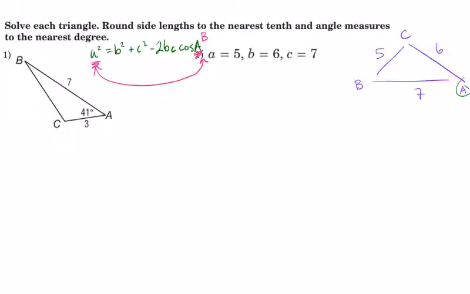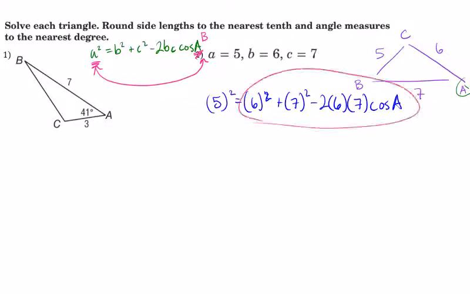All right, so if I'm going to find angle A, then I'm going to plug in 5 for A squared. I'm going to plug in 6 for B squared, 7 for C squared, minus 2 times B times C times cosine of A, and we don't know A, so I'm just going to leave it as a variable. So now we do have to do a little PEMDAS. We can't just plug this in our calculator because we have a variable here, so we want to isolate that variable.